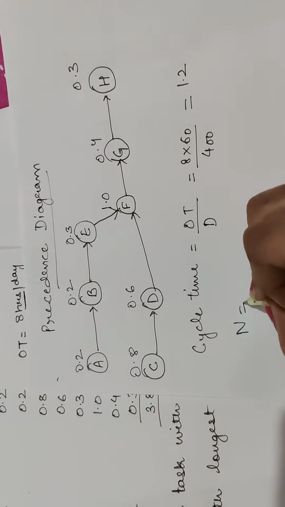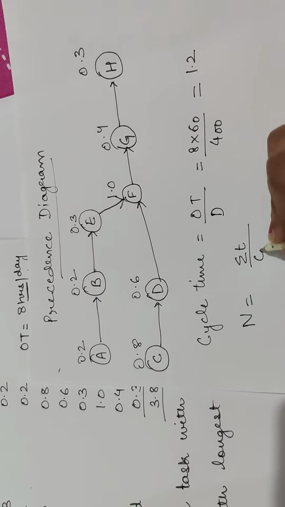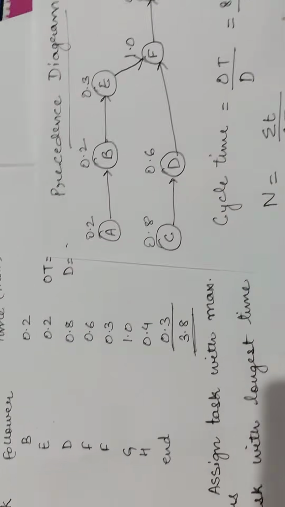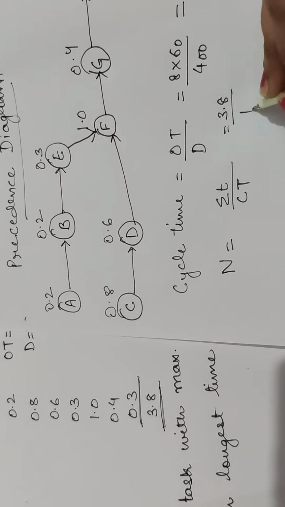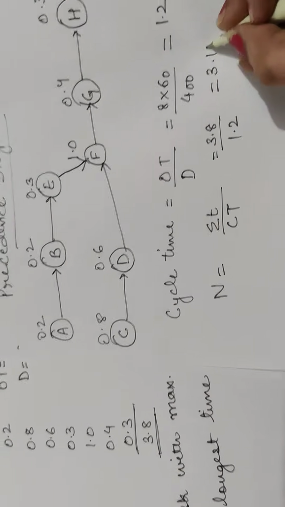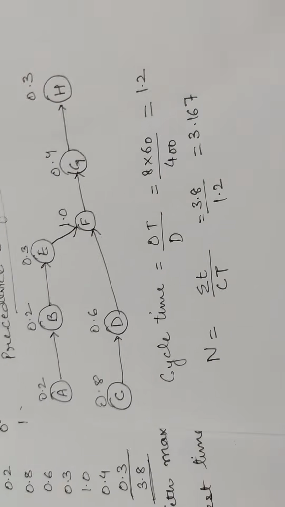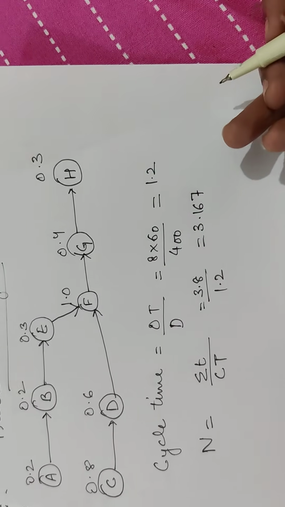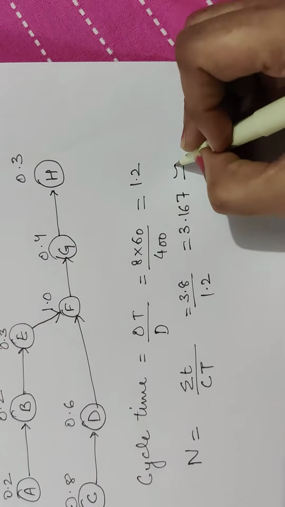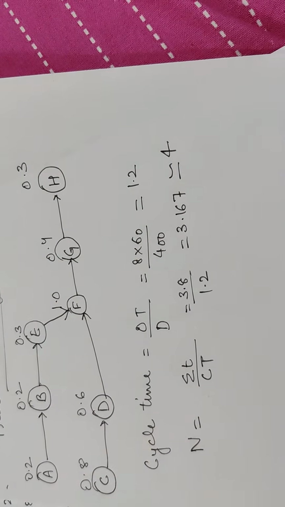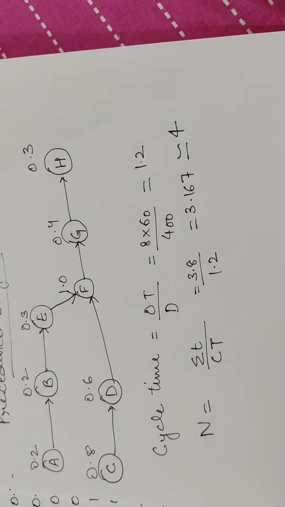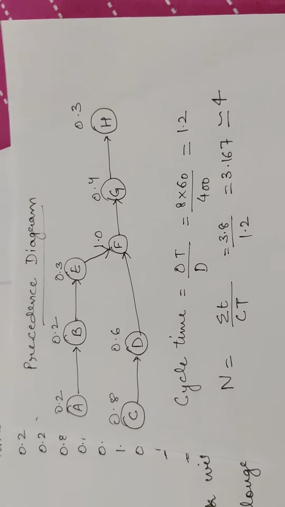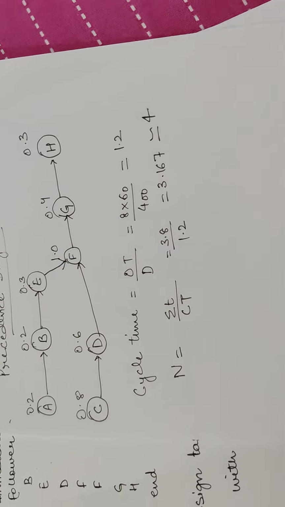Next I need to calculate the number of workstations, that is summation of T divided by cycle time. Summation of T is the sum of the time period of all the tasks, which is 3.8, and cycle time is 1.2, and this is giving me 3.167. Now guys, number of workstations cannot be 3.167, either they will be 3 or they will be 4. So we will always round up to 4 workstations, right? So we have 4 workstations and the cycle time is 1.2, right?